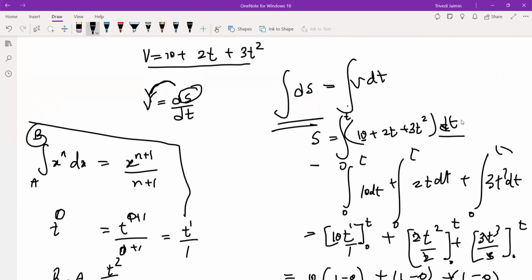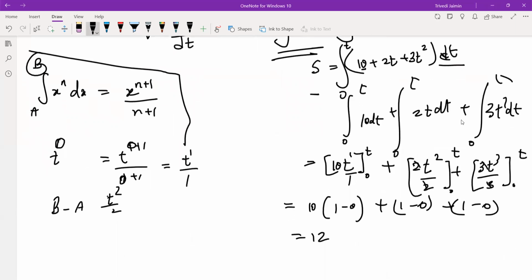Shall I do this question again? For the second and third terms, it should be 1 squared minus 0 squared, and 1 cubed minus 0 cubed, sir. Yes, because we are substituting the value in place of t. Yes, sir, got it. Clear, or shall I do it again? I got it, sir.